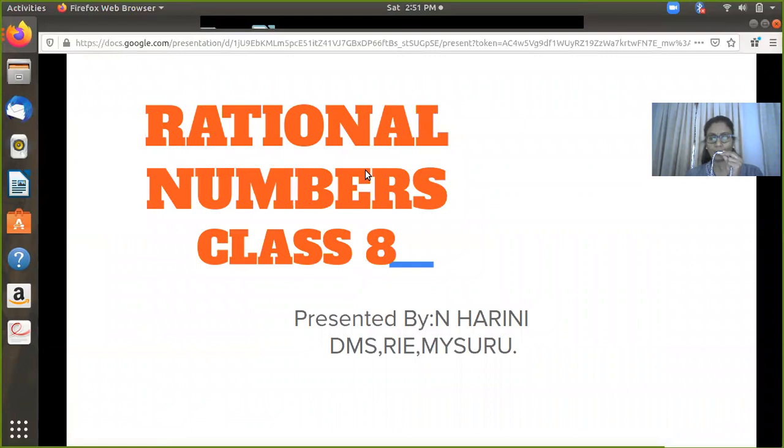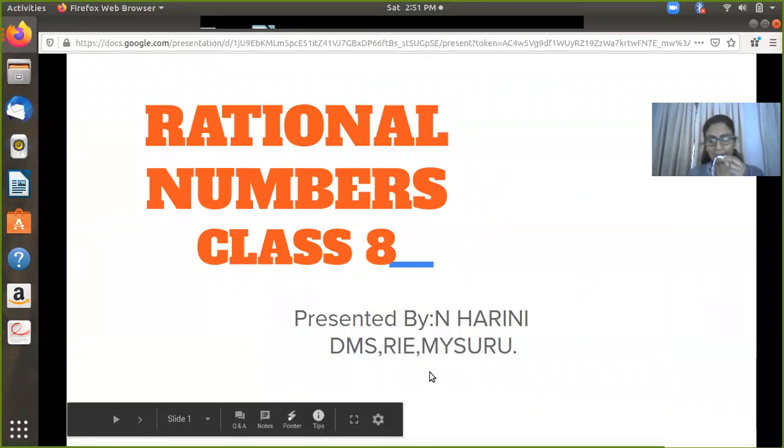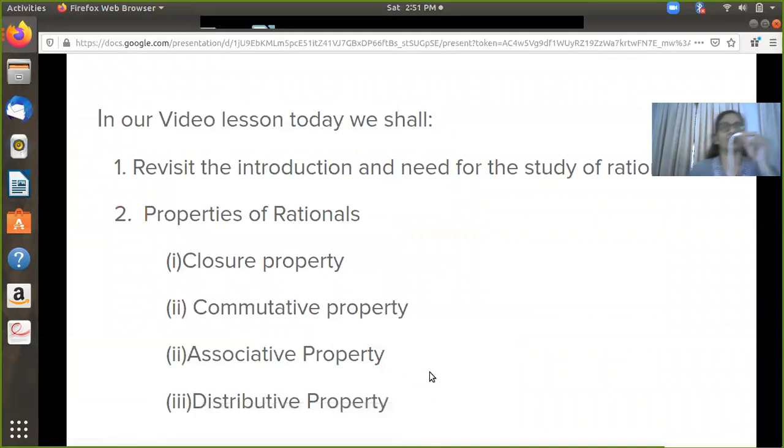Okay, so we are starting with the rational numbers today, and this is not something that is new for you. We have already discussed rationals, how to add, subtract, multiply and divide them in class 7. So quickly we will try to revisit some of the small things that we have learned about rationals and then move on to the properties.